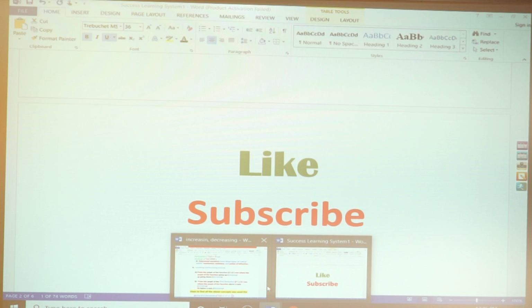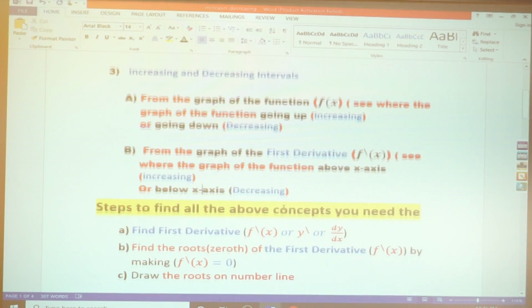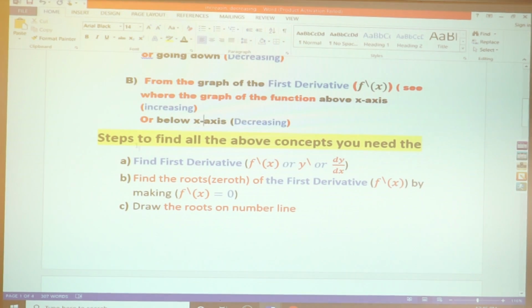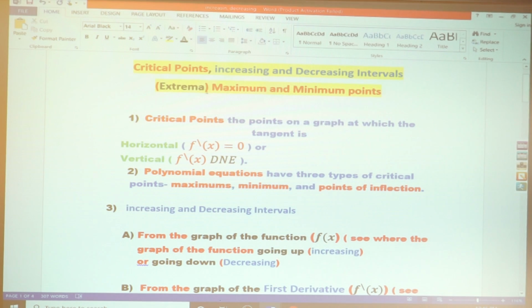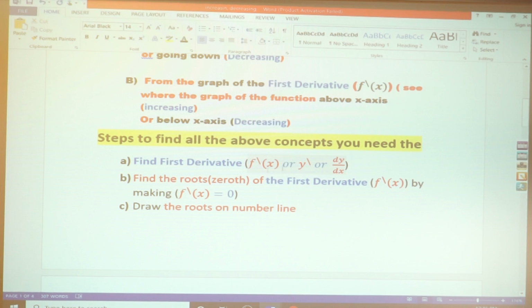Let us go back to our note. Now, we did this one above the x-axis. Now, the steps to find all the above concepts, I mean increasing, decreasing, maximum, critical point. What you need to do: you have to find the first derivative, which you should be able to do at this level, in calculus 1. Find the roots, the zeros of the first derivative. How do you find it? You make f prime of x equal 0 and you solve it.